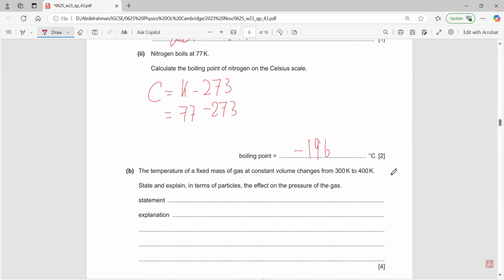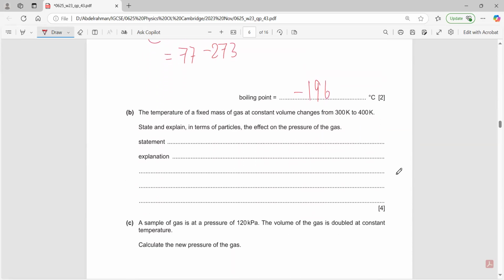The temperature of a fixed mass of gas at a constant volume changes from 300 Kelvin to 400 Kelvin. State and explain in terms of particles the effect on the pressure of the gas. As the temperature increases, how does the pressure change? Well, we know that the pressure increases. Why? In terms of molecules.